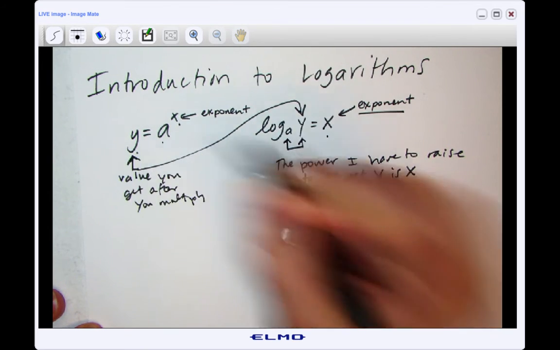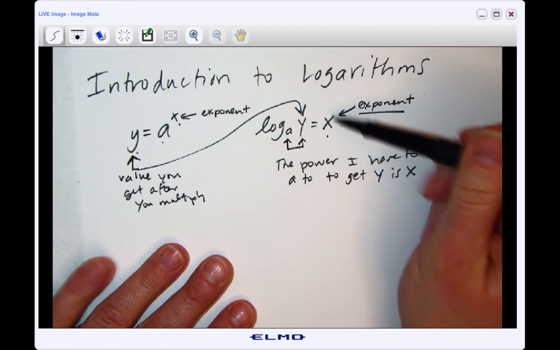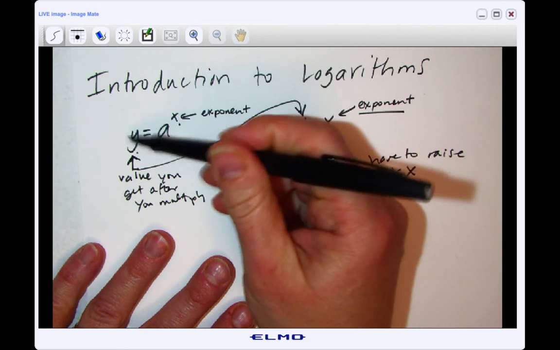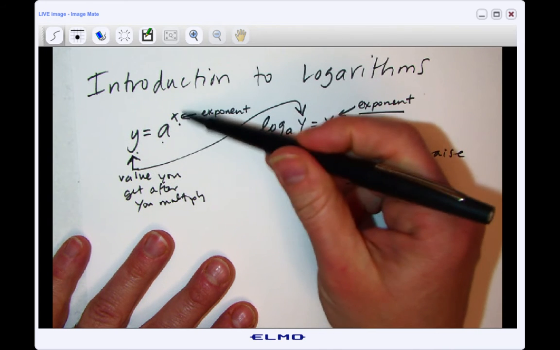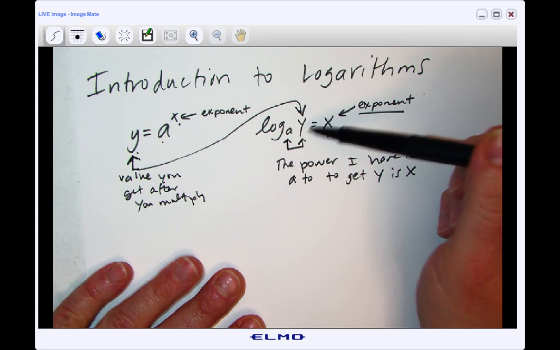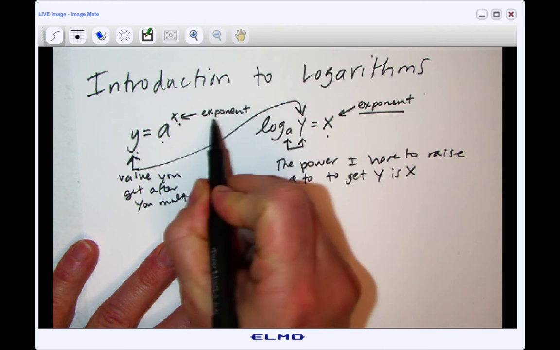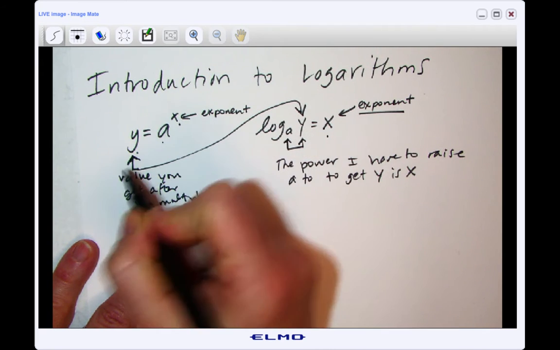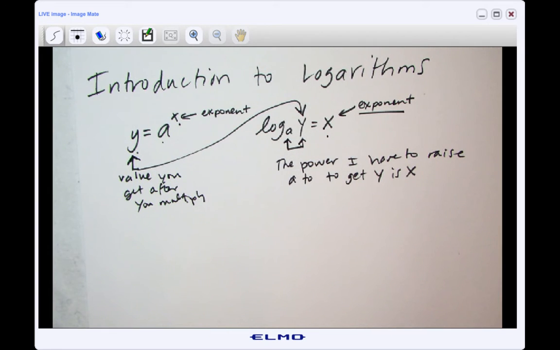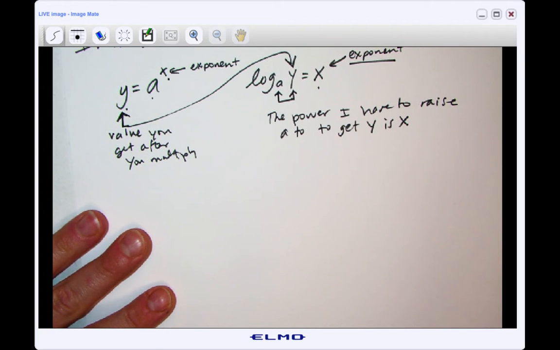So they've switched places, if you notice. The output of this one, I called it x just to make it look like this one. But the x here is the exponent, and the output of this one is the value after you multiply. The input of this one is the exponent, and the output of this one is the exponent. Do you see how they've switched places? It was the input here, and now it's the output. The output here is the value after you multiply, and the input here is the value after you multiply. So that's what inverse functions are about: the domain and the range switch places.